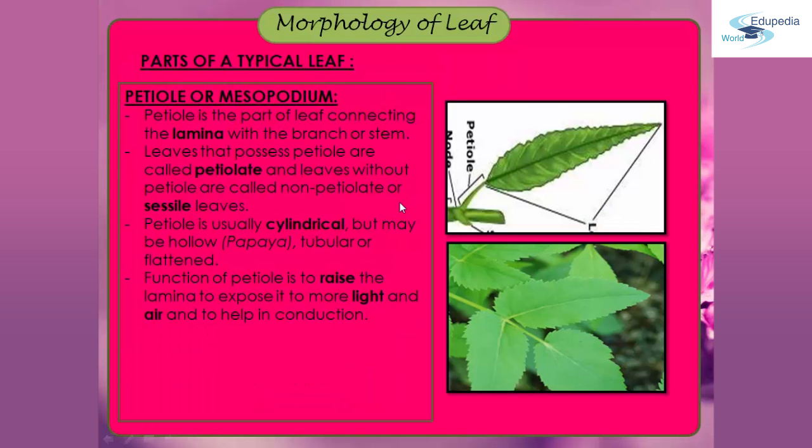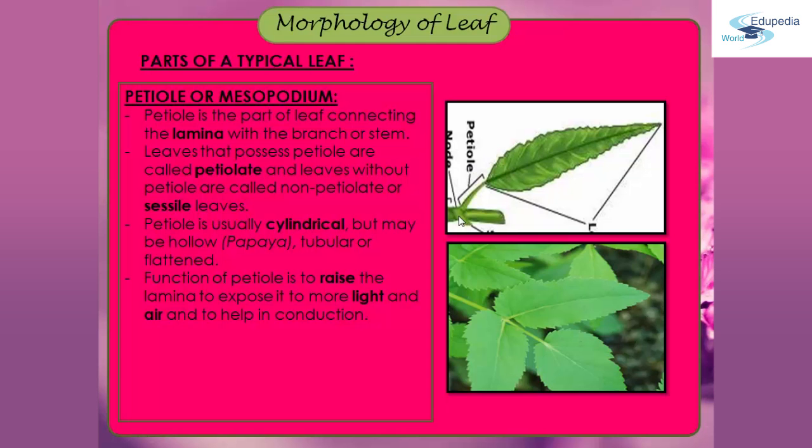Okay, now comes the second part of the typical leaf, and that is the petiole. What is the petiole? Petiole is also known as mesopodium. Petiole is the part of a leaf that connects the lamina of the leaf. See, this is your lamina of the leaf. This entire area is known as the lamina of the leaf. So this is your petiole. So the petiole is a connecting link, you can say, between the lamina and the stem or the branch.